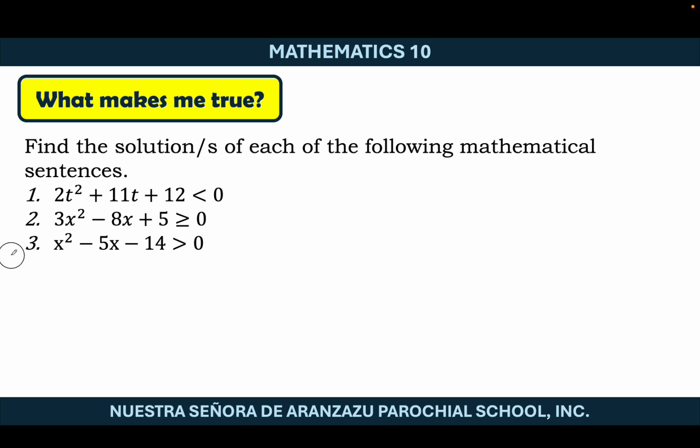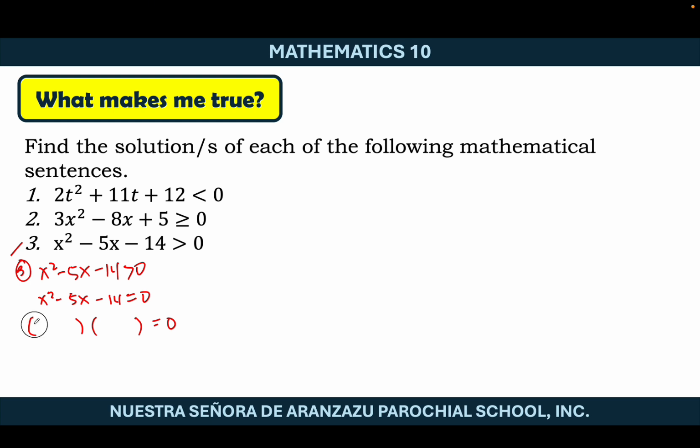Okay, so let us use first this example number 3. Itong x squared minus 5x minus 14 greater than 0. So the first step is to convert this into an equal sign or quadratic equation. So x squared minus 5x minus 14 equal to 0. Kinuha lang natin yung corresponding quadratic equation niya. Then after that, you are going to make a factored form of this given quadratic inequality.